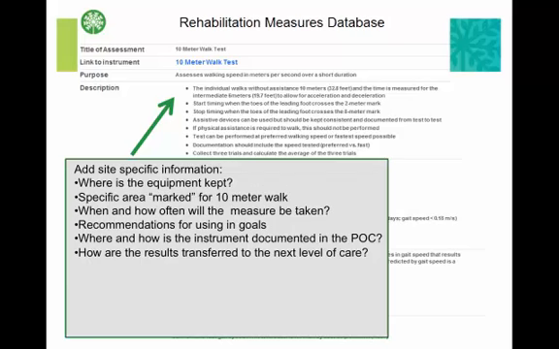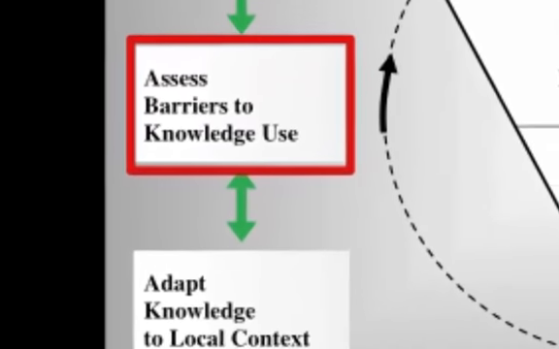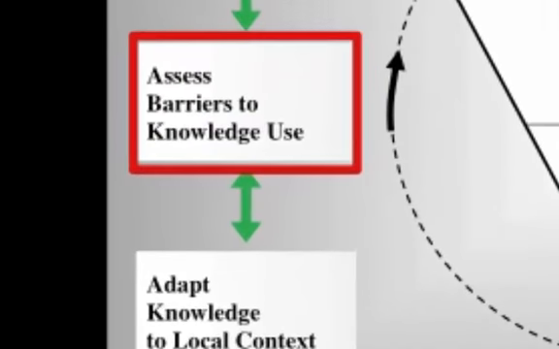Site-specific information could also be added, including where the equipment is kept, specific testing areas, how the information can appropriately be utilized in goal writing and documentation. The next step is assessing barriers and facilitators to knowledge use.